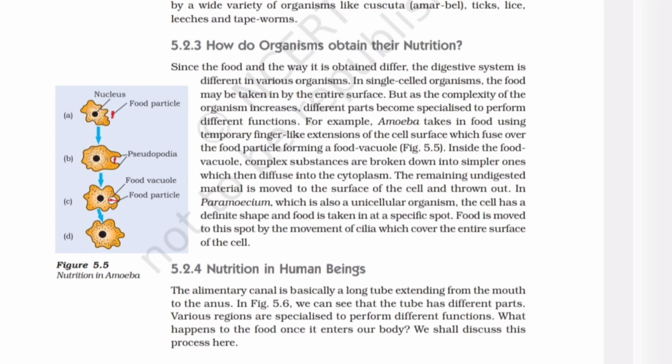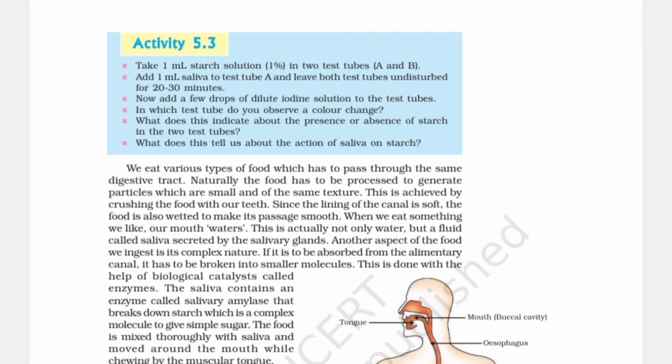Nutrition in human beings. The alimentary canal is basically a long tube extending from the mouth to the anus. In figure 5.6, we can see that the tube has different parts. Various regions are specialized to perform different functions. What happens to the food once it enters our body? We shall discuss this process here.